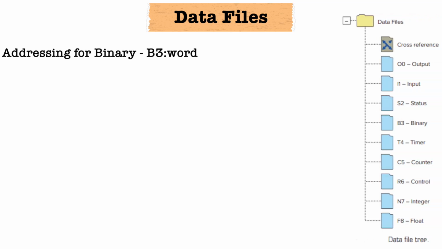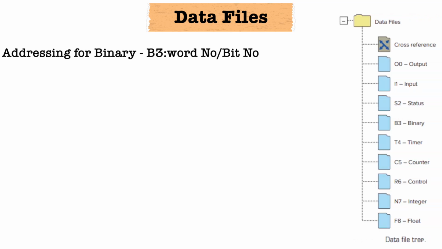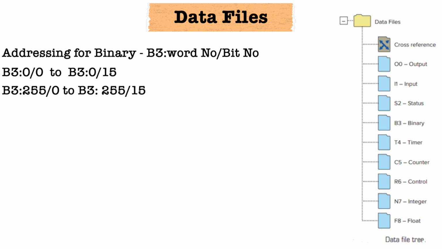Here you can see the format for the binary addressing. First is the B3, which is called the designator, then the colon, the word number, slash, the bit number. For example, you can see here B3:0/0 to B3:0/15, which ranges to B3:255/0 to B3:255/15.